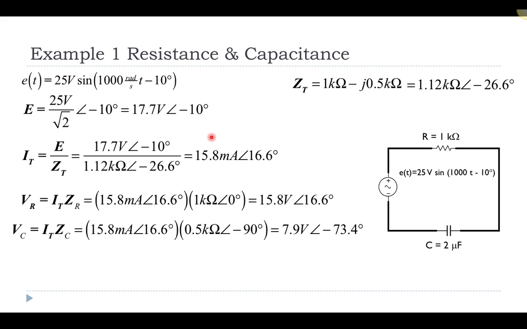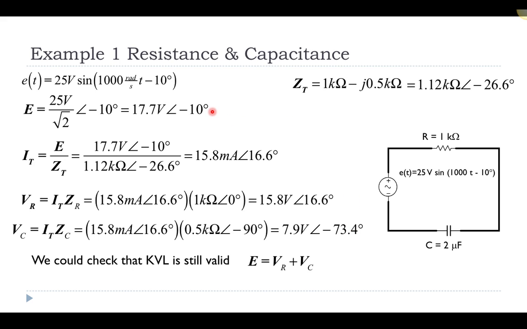So I now have the current that's coming out of the source and going through both of these components, and I know the voltage across both of these components. If I wanted to, I could also check Kirchhoff's voltage law and make sure that it's valid. If I add the two voltages, the voltage across the resistor and the voltage across the capacitor, they should add up to the voltage of the source.